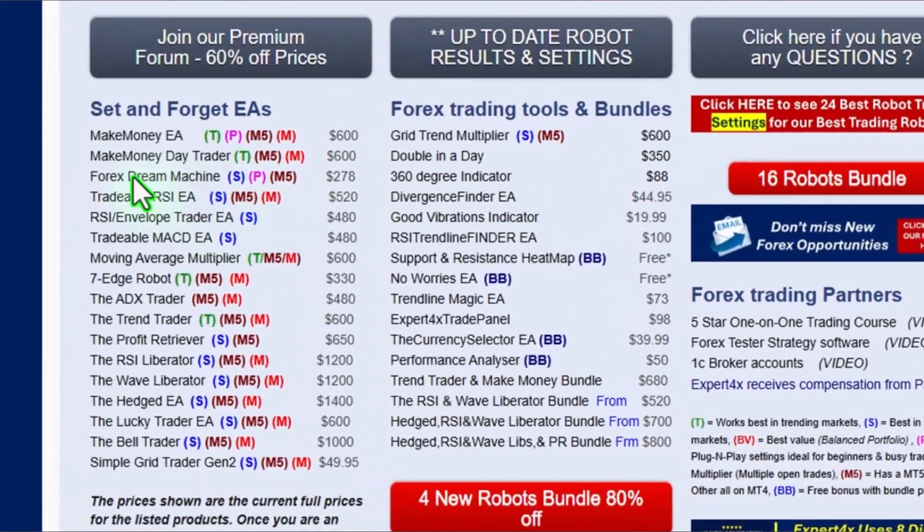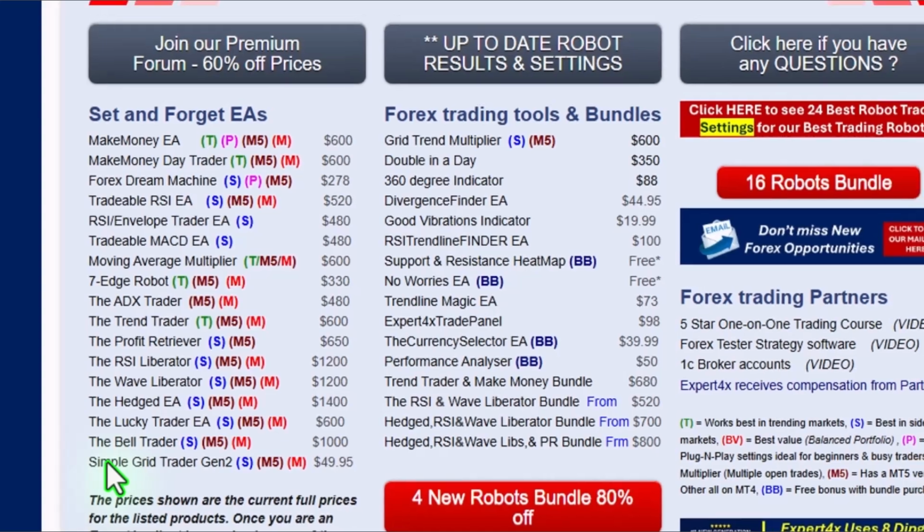So on your screen you can see a list of all the currently available robots, and there they are. There's some here, grid, trend multiplier, double in a day, but there's the list. A lot of traders get a little bit confused by the selection that is available, and hopefully we can give you some guidance as to which EAs our clients like the best.